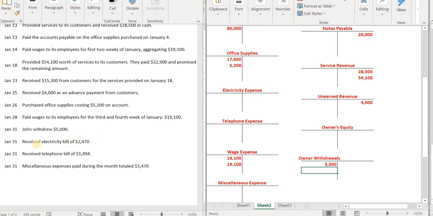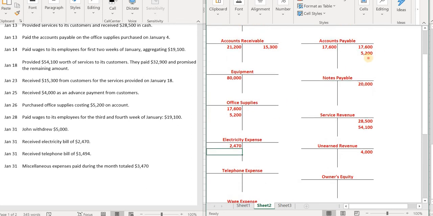January 31st, received an electric bill for $2,470. Have I paid it? No. But I'm going to record the expense, $2,470, because I know I have a bill. Am I going to pay it now? No, I'm probably going to pay it later. I just received it. See how that works a little differently? That's called accruing our bills. We're not cash basis taxpayers, as it's called. We are a GAAP business.